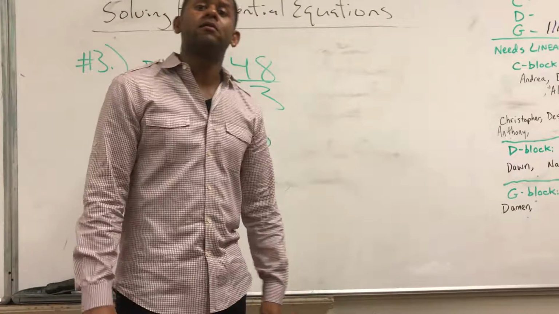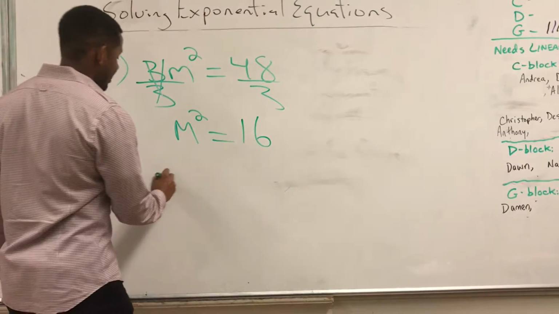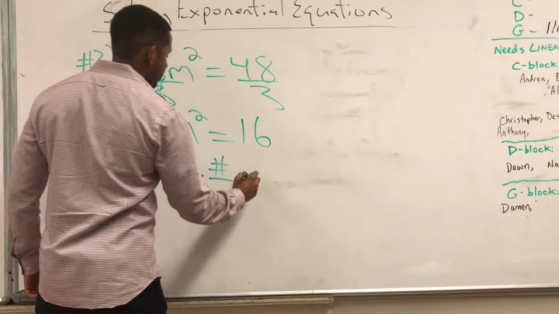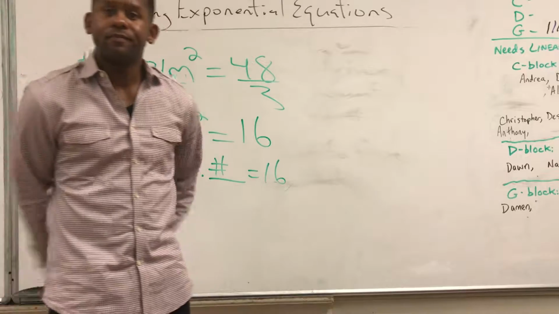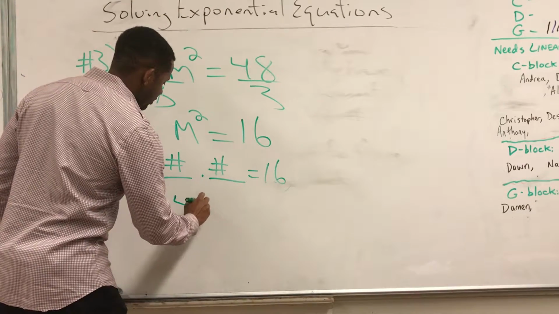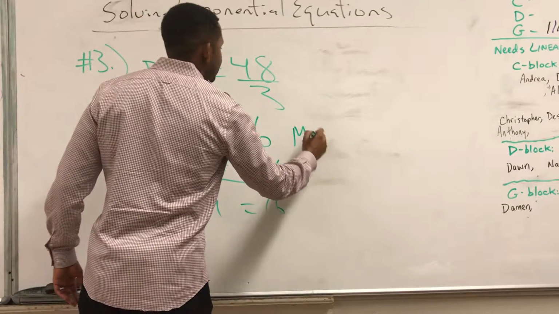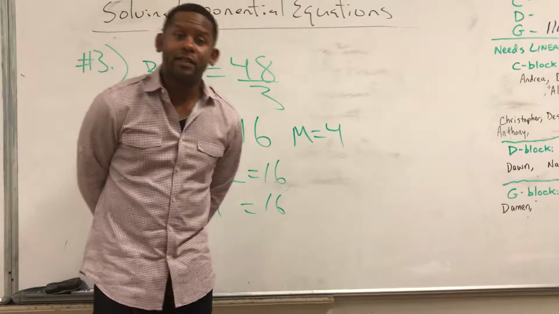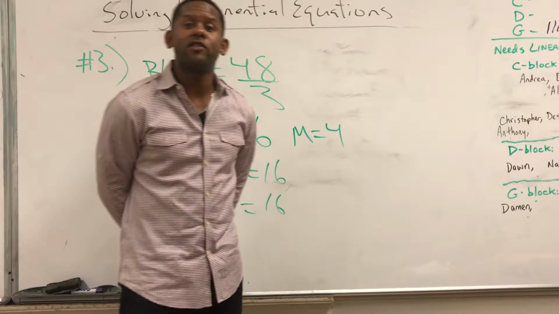So now, thinking time, step 2 time. This one says a number times a number equals 16. Go ahead and do the answer for this one. Yep. Hopefully you figured out that this is 4 times 4 equals 16, which would mean that m is equal to 4. There it is, in a nutshell, solving exponential equations.